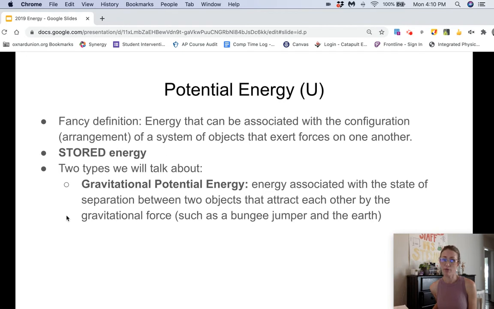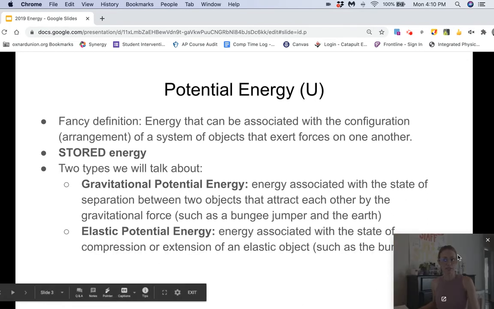For example, we have a bungee jumper and the earth. We have the earth here, and the bungee jumper is up here. We know that the bungee jumper has a force of gravity on it that's going to pull it down to the earth, right? This is the arrangement of the objects, and because the bungee jumper is up at a certain height h, it has gravitational potential energy.